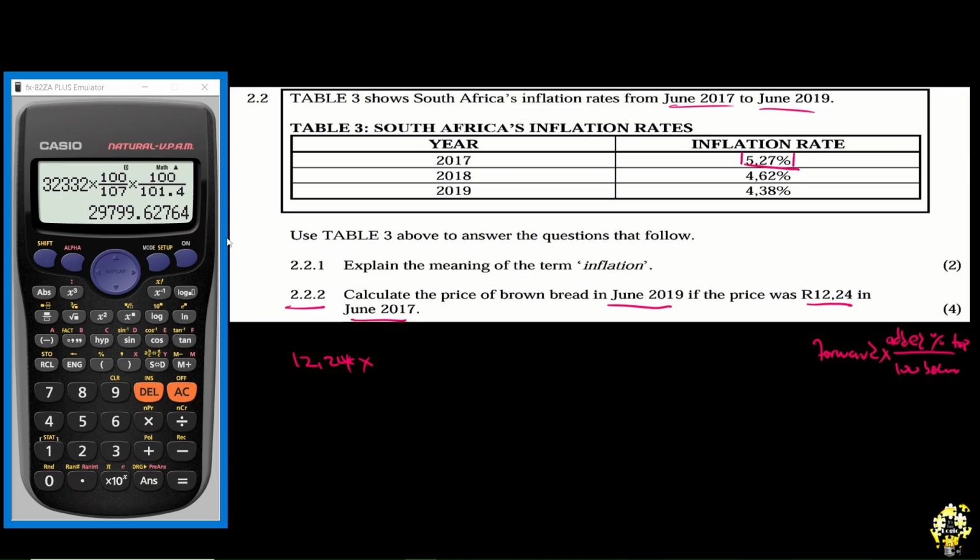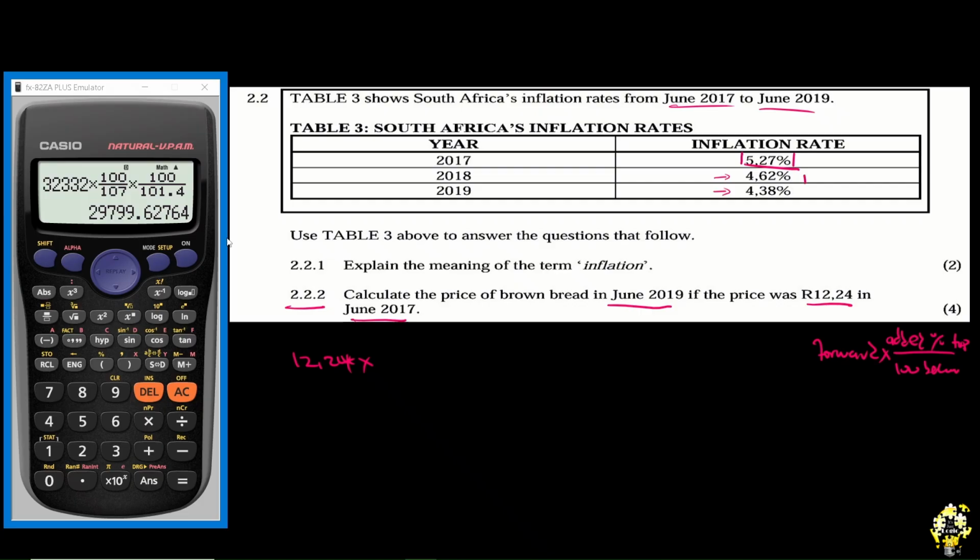I mentioned it earlier on, but the reason why we do not consider that particular year's inflation rate when we are moving forward is because the price already has that inflation rate. This 12.24 already has accounted for this 5.24. It already has this inflation. But if we were going backwards, we were supposed to account for it. So since we are going forward, we start with 2018 and then 2019.